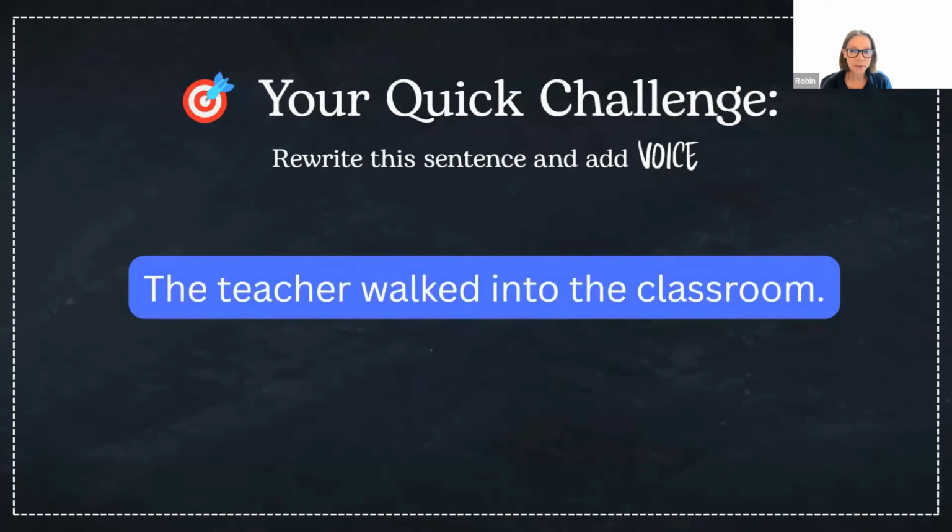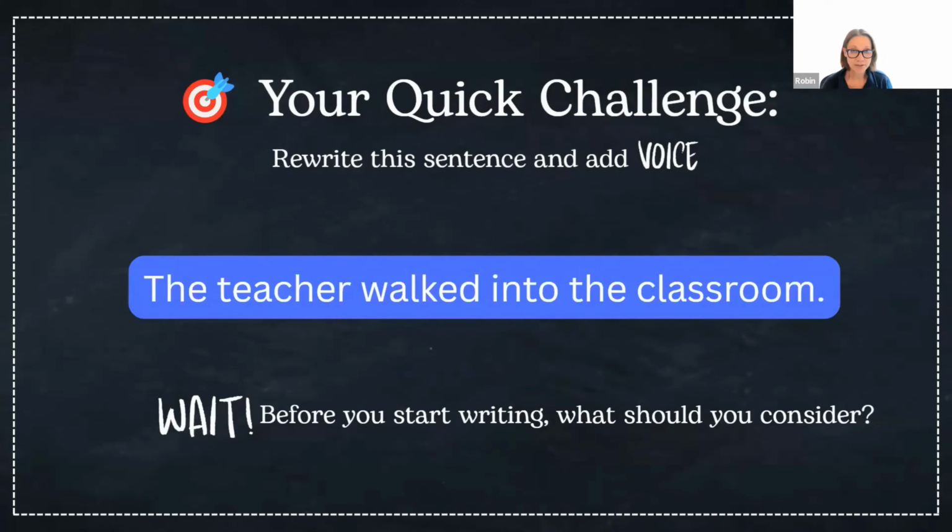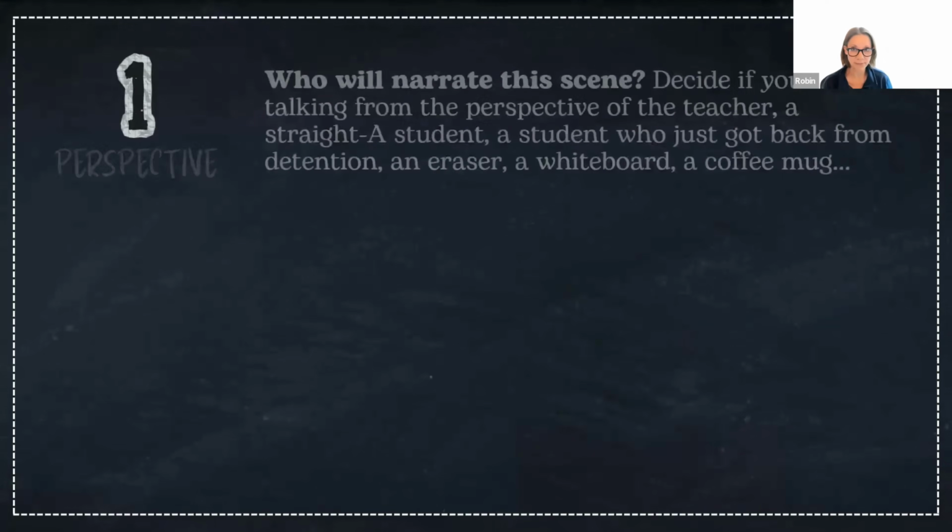So here is your quick challenge. You're going to rewrite this sentence and add some voice. The sentence is, the teacher walked into the classroom. Boring sentence, boring font. But before you do that, there are some things I want you to consider. There's some information here we need to go over one more time.